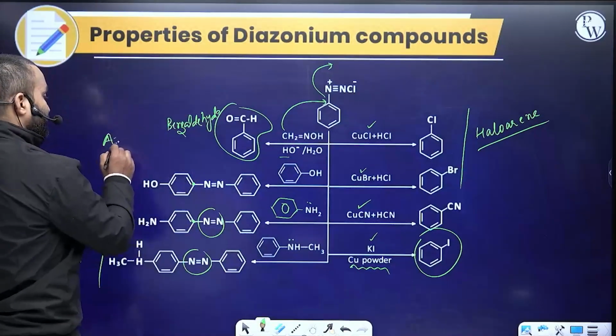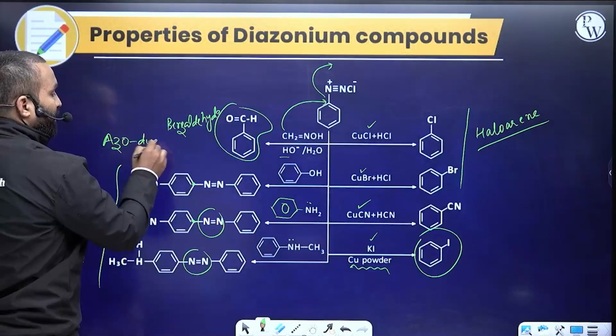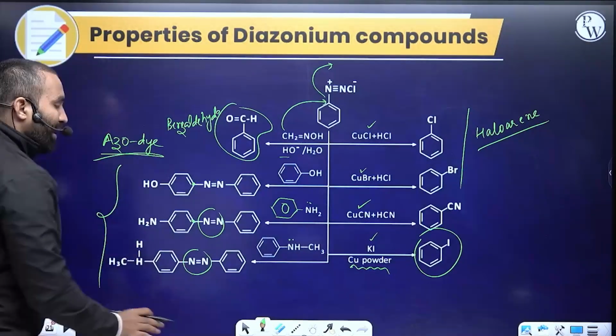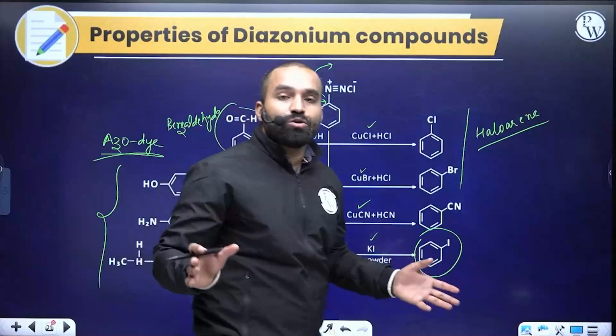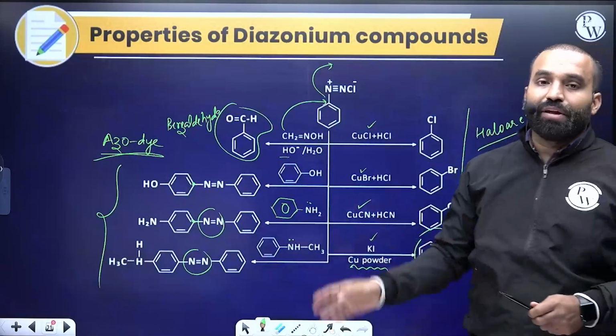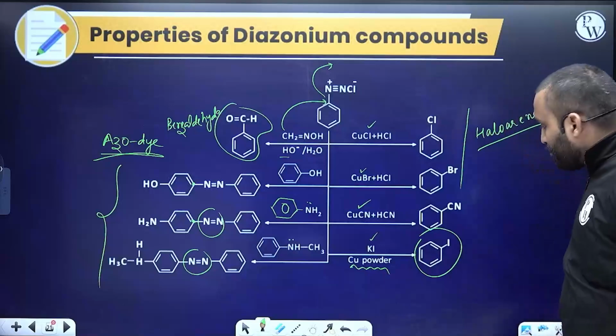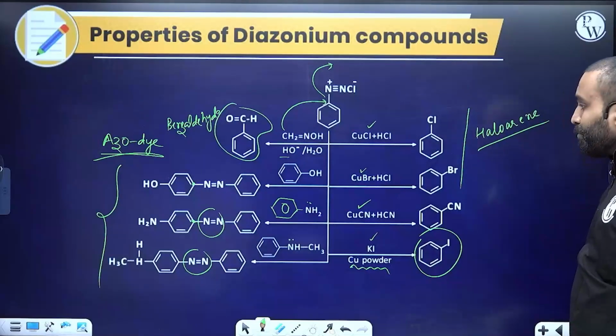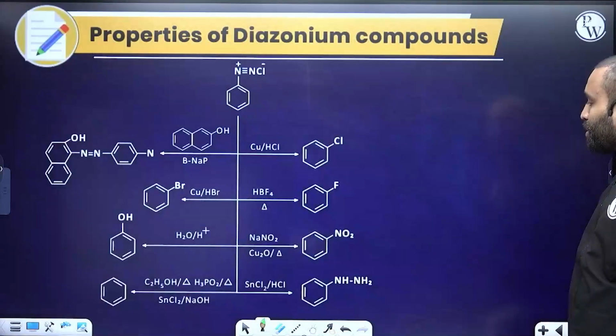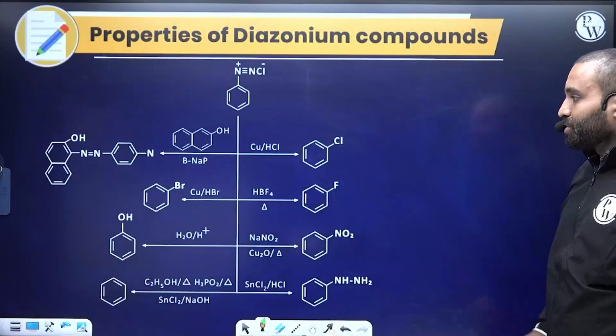Azo dyes. Very colorful material, azo dyes. Why are they colorful? Because of the extended conjugation. They are colorful material, very, very colorful material. Some of them are used as an indicator also. We have discussed lots of reactions today, everybody, and I am sure you have understood all the reactions today.